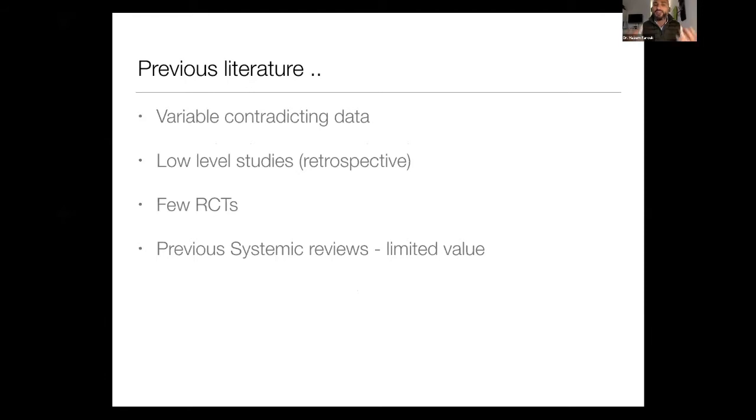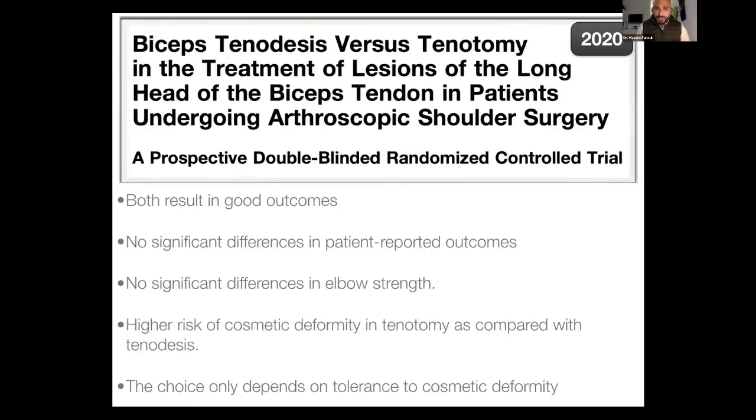So there is very variable, contradicting data when we skim or dig deep into the literature regarding the long head of biceps. And most of the studies are low-level studies because they are retrospective, and even the few randomized controlled trials that have been published depend on low-level studies, and that's why the previous systematic reviews have limited value in guiding us on what to do, whether tenotomy or tenodesis.